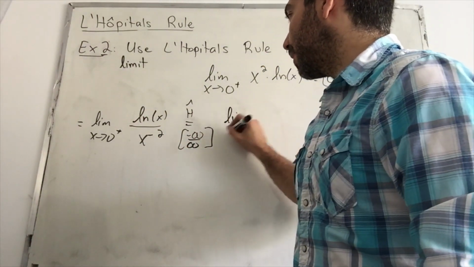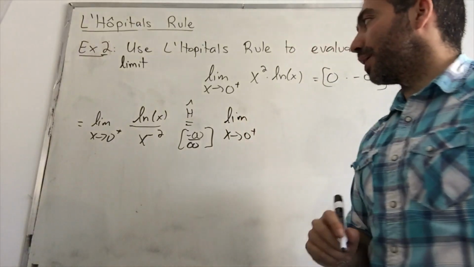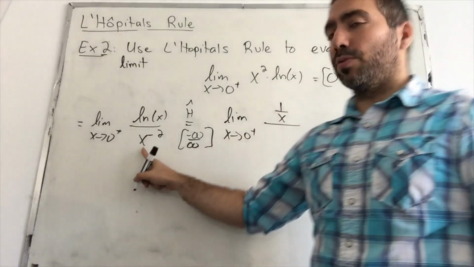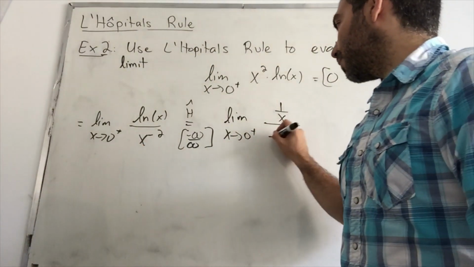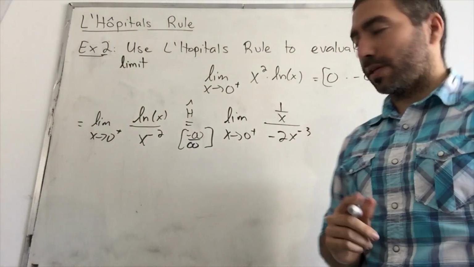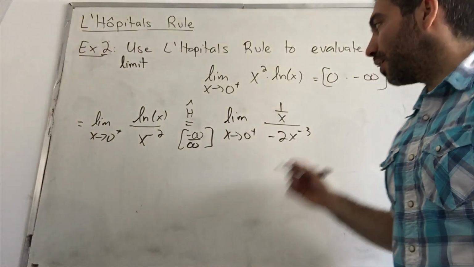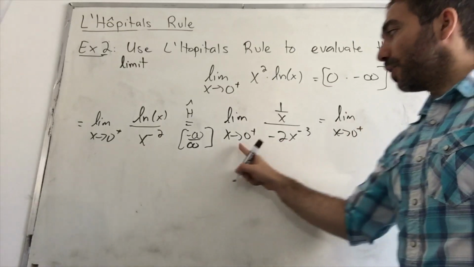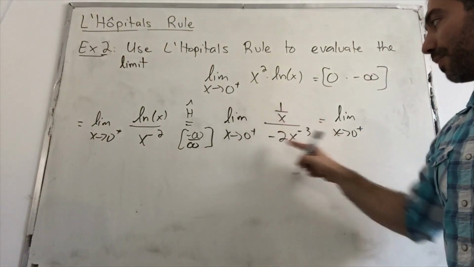Notice that I keep writing the limit in the front, so don't forget that. Keep writing the limit, and the derivative of ln of x is 1 over x. And on the bottom, the derivative of x to the negative 2 is negative 2 x to the negative 3. Okay, so this might look a bit more complicated, but by simplifying this, it's not too bad. So before you evaluate the limit right away, simplify this.